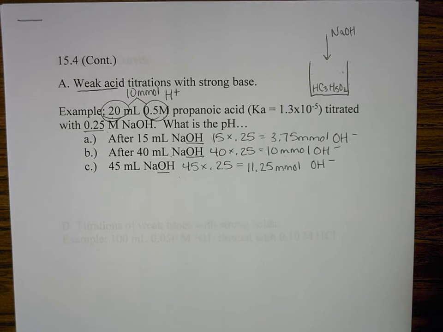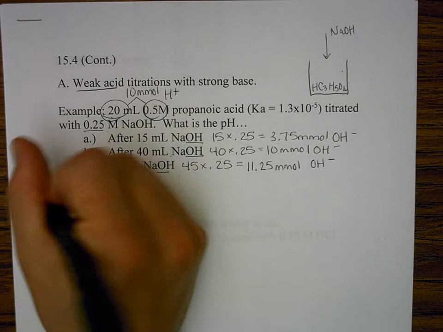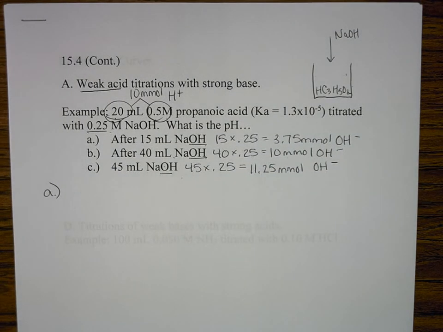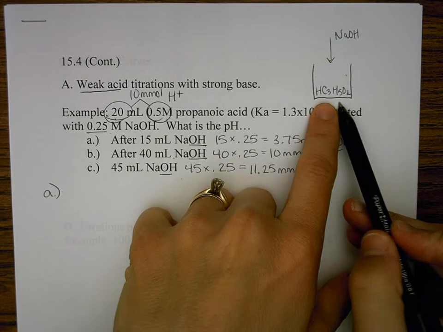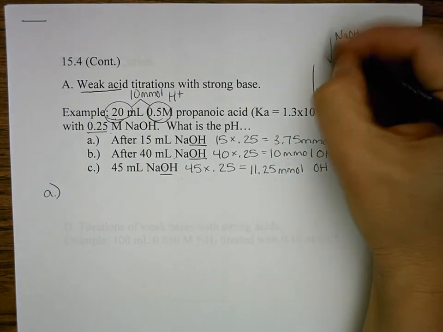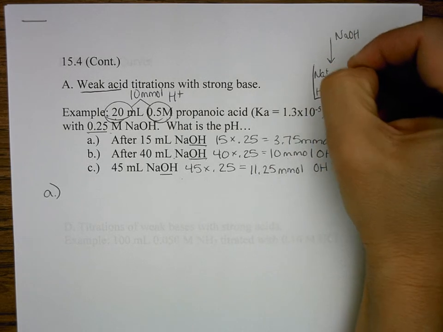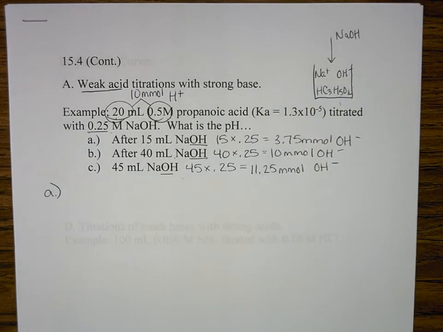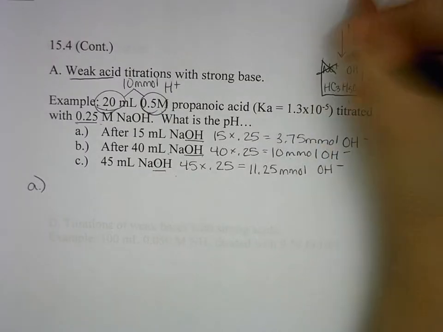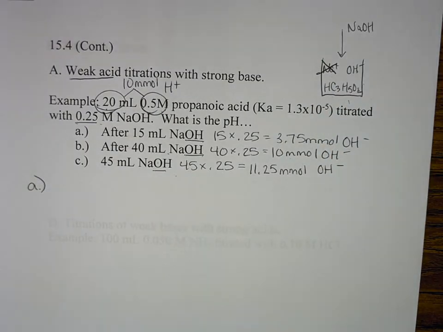All right, so next, let's go ahead and do part A. Part A is to calculate the pH after adding 15 milliliters. The first thing you have to do is figure out what the equation is that's happening in the beaker. I have propanoic acid in the beaker, and sodium hydroxide is a strong base, so it ionizes, splits up into sodium and hydroxide ions. The sodium ions don't affect the pH at all, so they're not part of the overall equation. They're not going to bond with anything or form anything new.